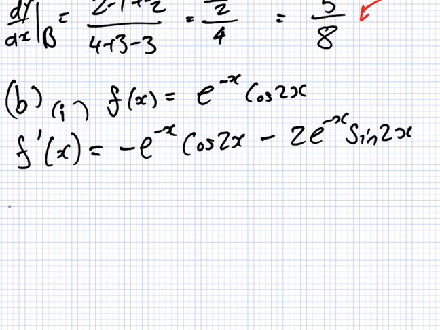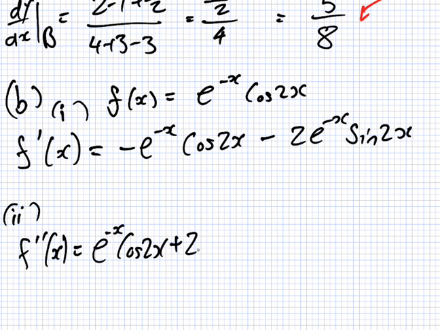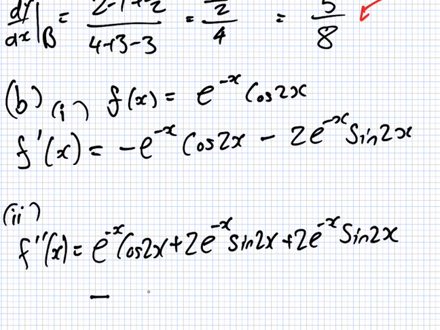Part 1 is done. Part 2 is the second derivative, which is the derivative of this. So I need product and chain: e to the minus x cos 2x plus 2e to the minus x sine 2x plus 2e to the minus x sine 2x, minus, and then sine is a plus, so minus 4e to the minus x cos 2x.